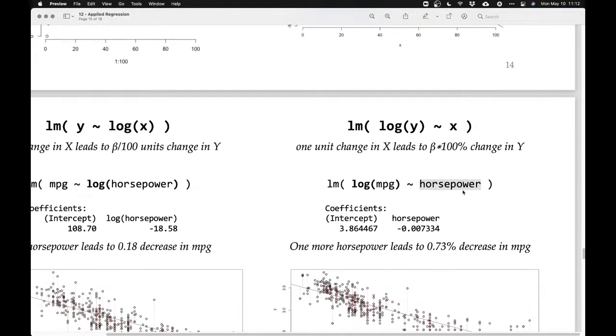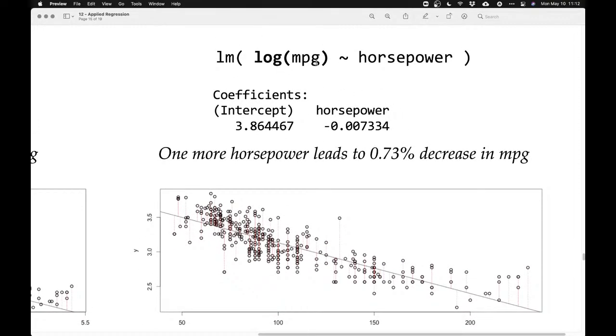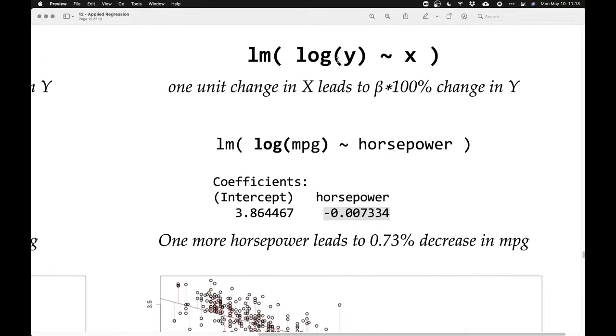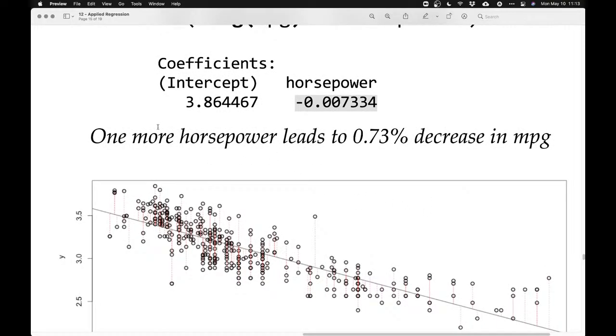Well, does taking the log of the dependent variable have a pleasing meaning? It actually does. If you take the log of the y, then it means that a 1 unit change in x leads to 100 times the coefficient change in y. So if we take the log of miles per gallon and regress that over horsepower, we get a coefficient of minus 0.007. Because the dependent variable is logged, we multiply this coefficient by 100. And the interpretation now is that one more horsepower, not 1%, one more horsepower leads to a 0.73% decrease in miles per gallon. Okay, almost 1%, but a little bit less than 1%.